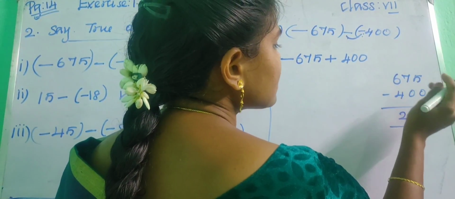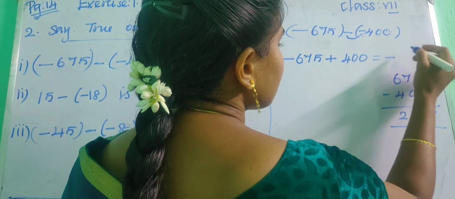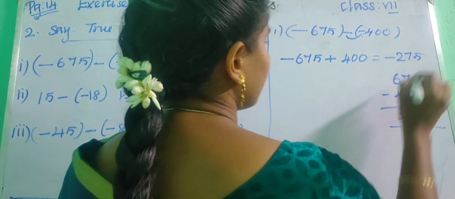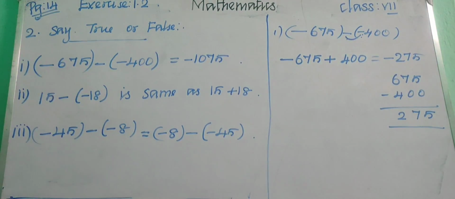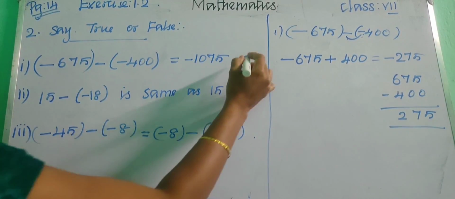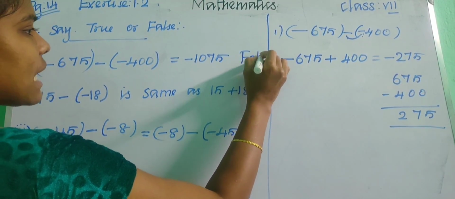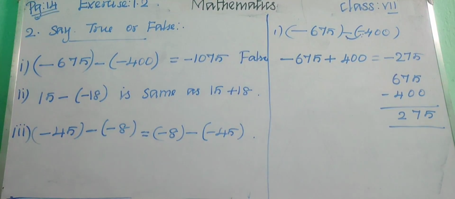So what is the answer? Minus 275. You will get minus 275. So the statement is wrong, so it is false. Write the answer as false, children.